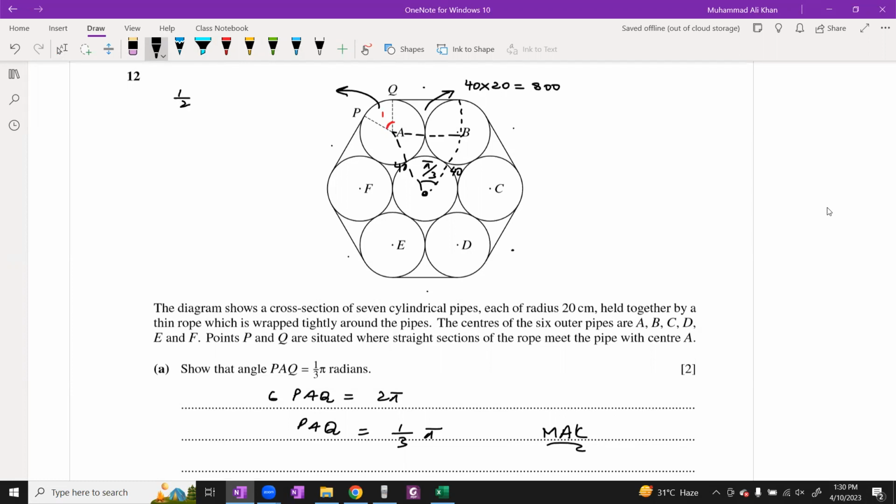What is the area of a sector? Half r squared theta. The area of the sector comes to 200 upon 3 pi. How many sectors do we have? Again, six sectors. Multiply by six. How many rectangles do we have? Six: one, two, three, four, five, six. Multiply by six. So it will be 400 pi, and this one will be 4800.